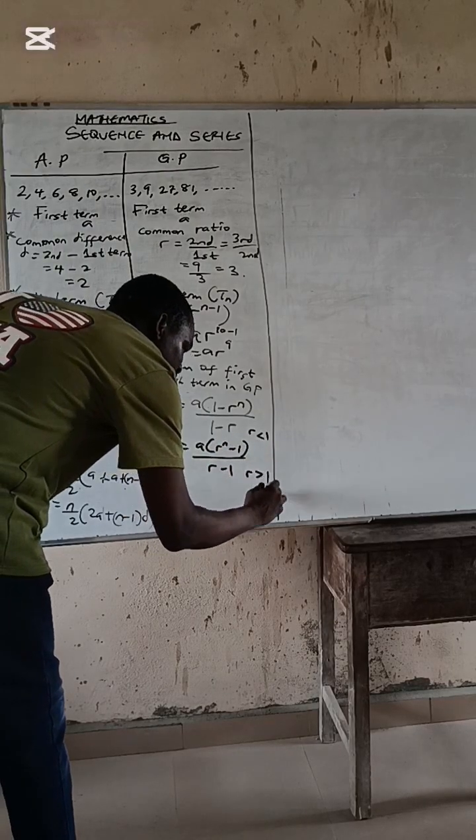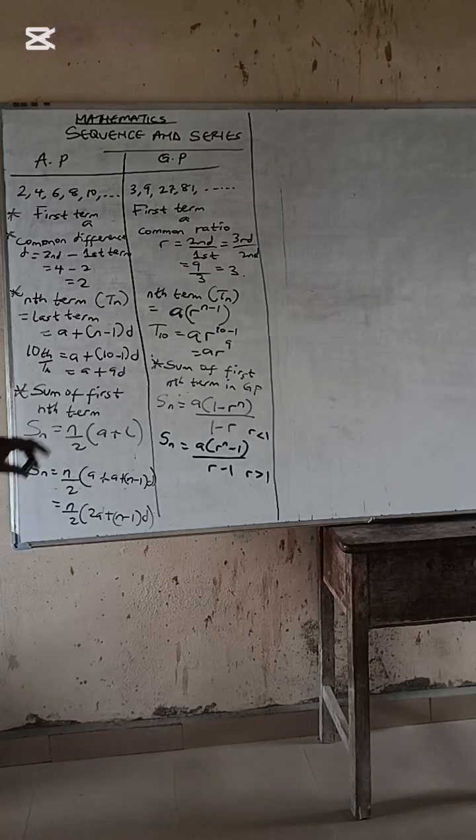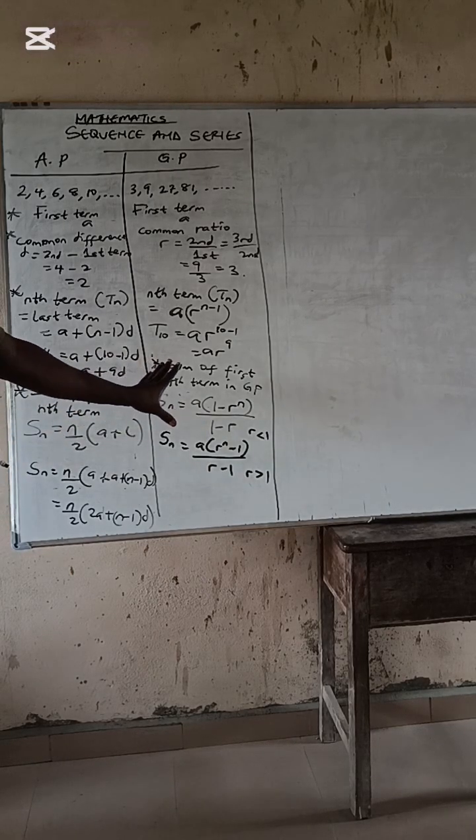This is if r is greater than 1. Now we are done with all the formulas in AP. Let's finish up with formulas in GP.